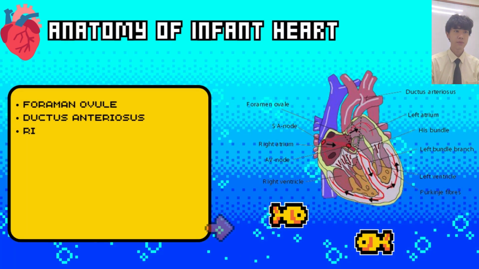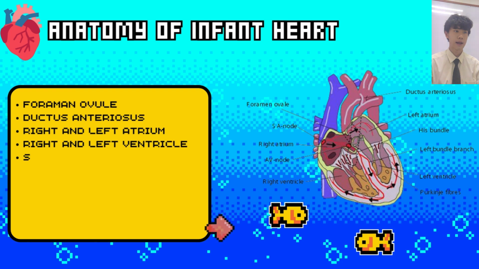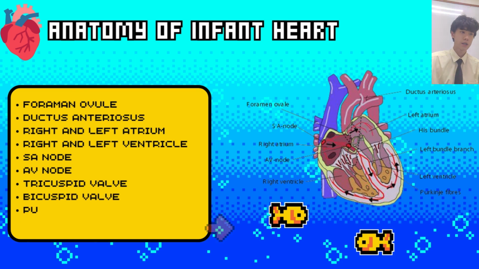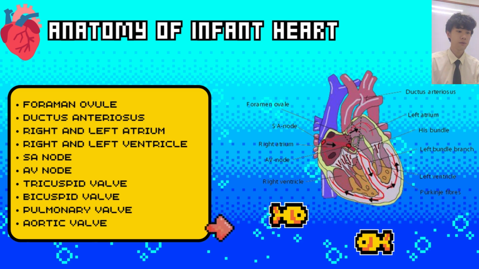Basically, the anatomy of an infant heart is very alike to what an adult heart looks like, except for two structures, but for that I will mention later. First, we can see the infant heart also has four chambers: right and left atriums, and right and left ventricles. It also has two nodes, the SA node and AV node, and four valves: tricuspid valve, bicuspid valve, pulmonary valve, and aortic valve. But as we can see, there are two structures that differ from our hearts.